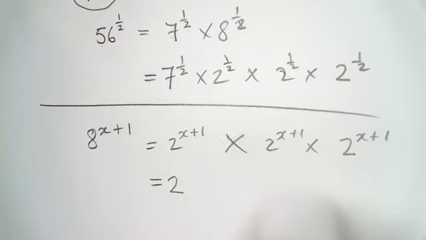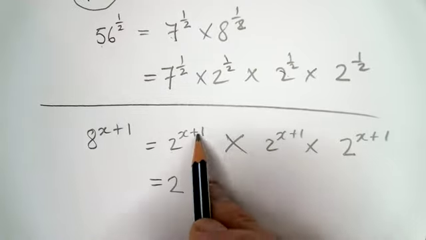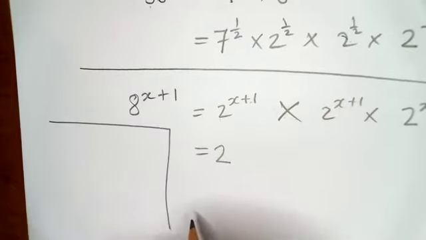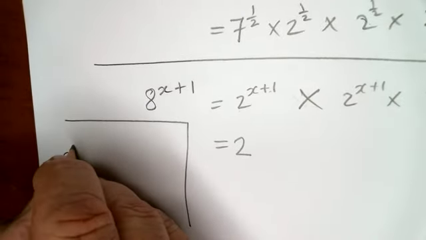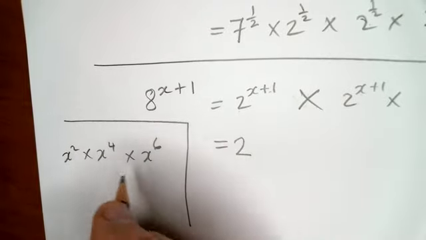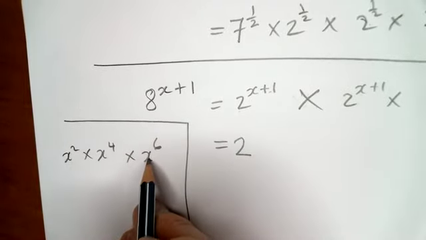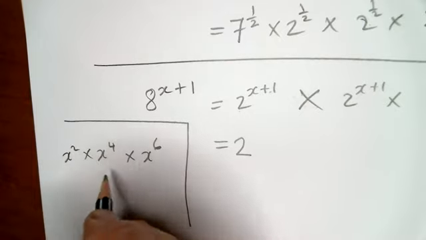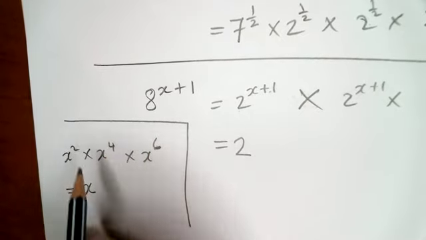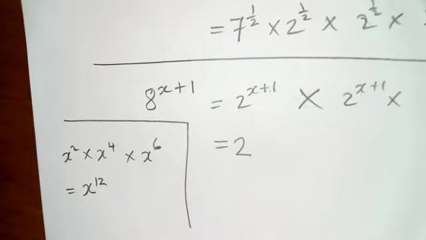I'm so sorry. Okay, so we keep the base the same. We can just add the powers. And we know this because, let's say, and I'll make a little sidebar over here, if you've got x squared times x to the 4 times x to the 6, the bases are the same, and we can just add the powers. So we know, of course, that's x to the power of 6, and 4 is 10, and 2 is 12. I'm just adding the powers.